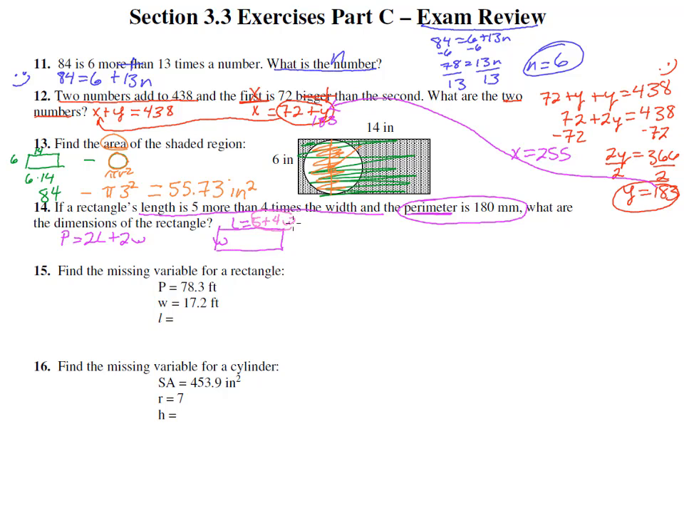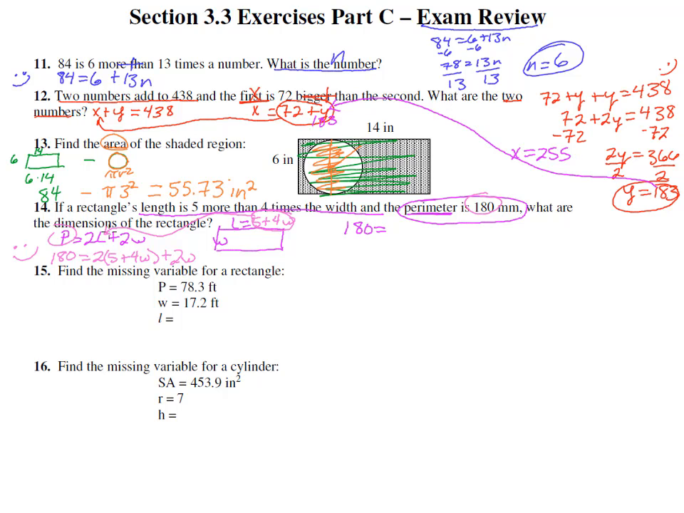Well, that gives us enough information here to plug this in for the length and put the 180 in for the perimeter. So we have 180 equals 2 times that length, which is 5 more than 4 times the width, plus 2 of just the normal width. Hey, look at that. That's an equation. We know how to solve it. Let's write it up here all together.